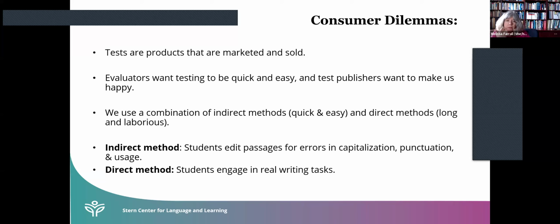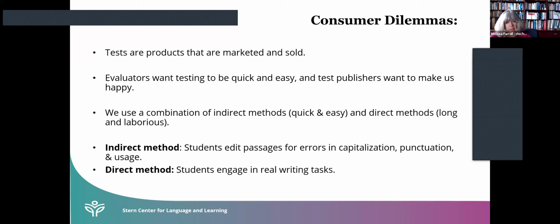So the compromise is that we use a combination of what I'm going to call indirect methods, quick and easy methods to assess writing, and direct methods, and I'll call those long and laborious. So an example of an indirect method is that we ask students to edit passages for errors in capitalization, punctuation, and usage.